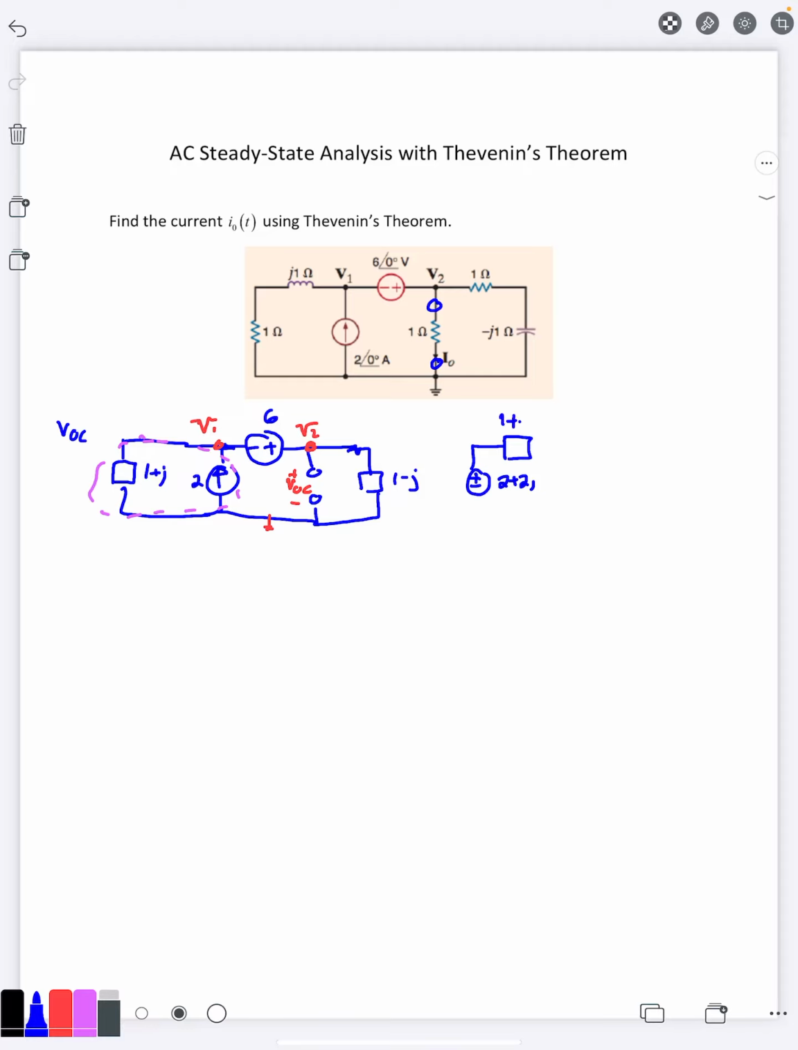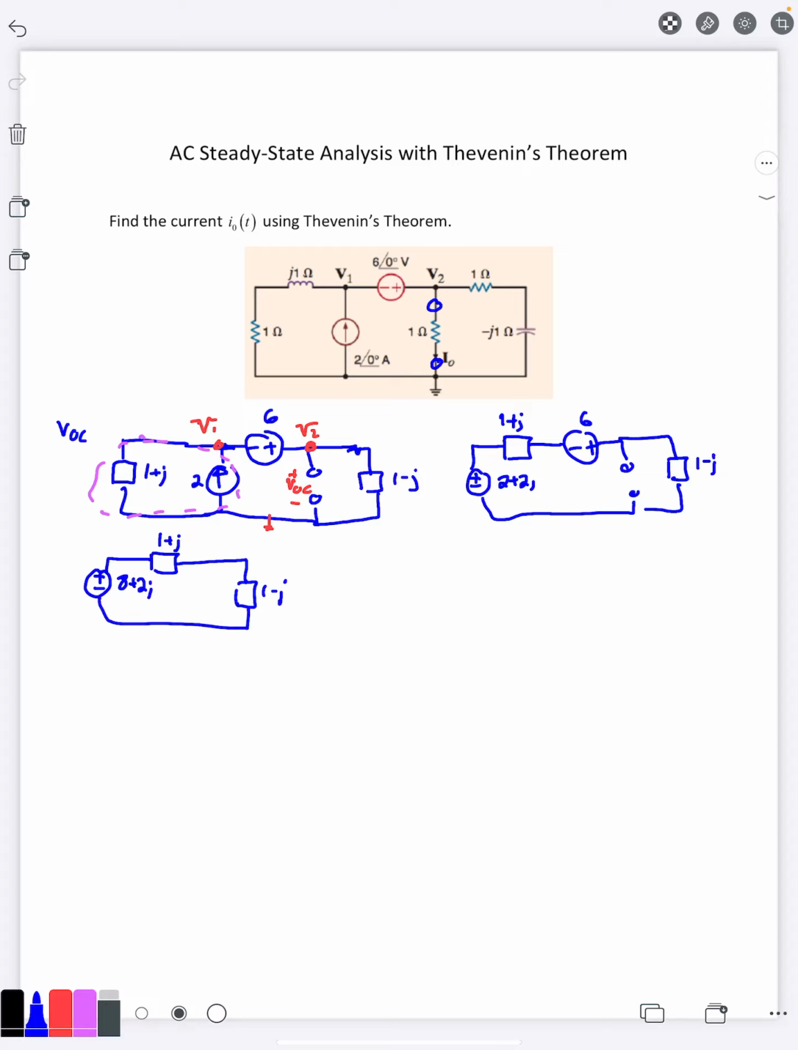We have our 1 plus J here. We have our 6 volt source, our opening, and then finally 1 minus J over here. And then I can combine those two sources together. 6 plus 2 plus 2J is 8 plus 2J. Then we have 1 plus J over here, 1 minus J. And we have our VOC of these nodes.